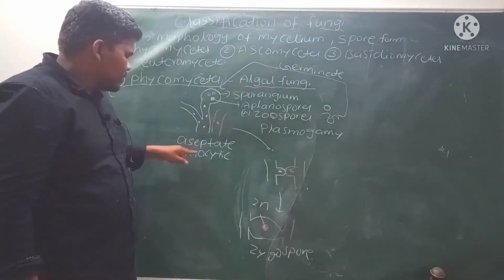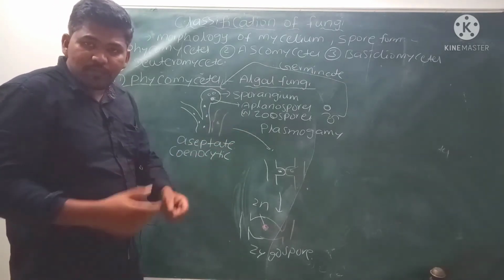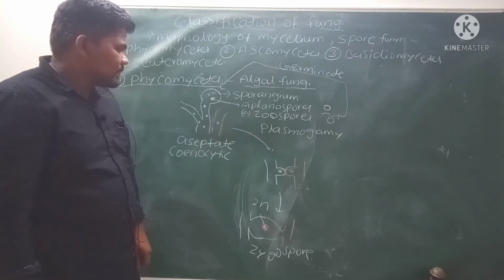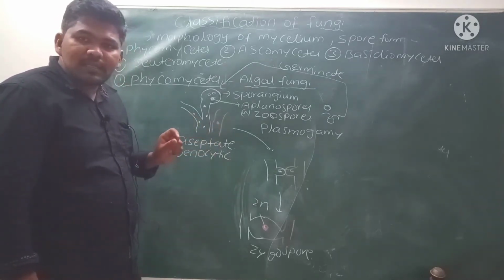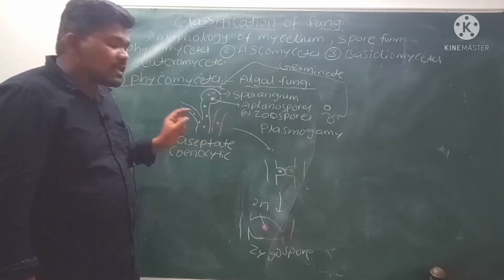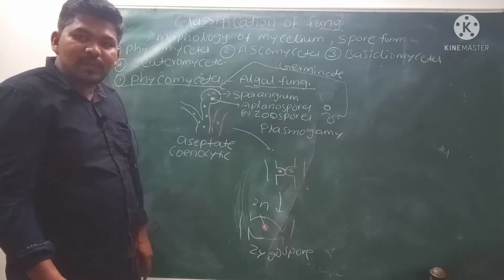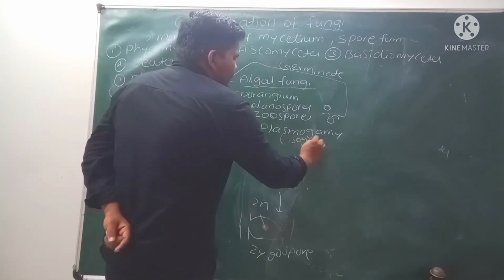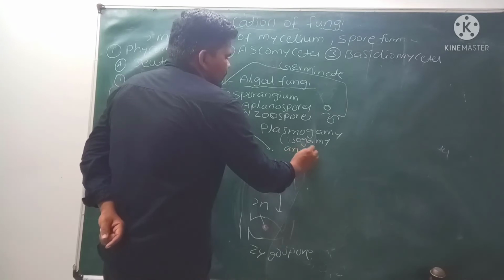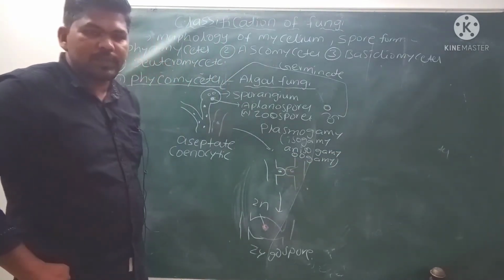Once again, in the sexual reproduction, first we see plasmogamy, the fusion of protoplasm of two different gametes or two different hyphae, hyphae of different strains. If the two gametes are similar, that is called isogamy. If the two gametes are dissimilar, that is called anisogamy. If the female is large and the male is small and motile, that is called oogamy. The different types of plasmogamy are isogamy, anisogamy and oogamy.